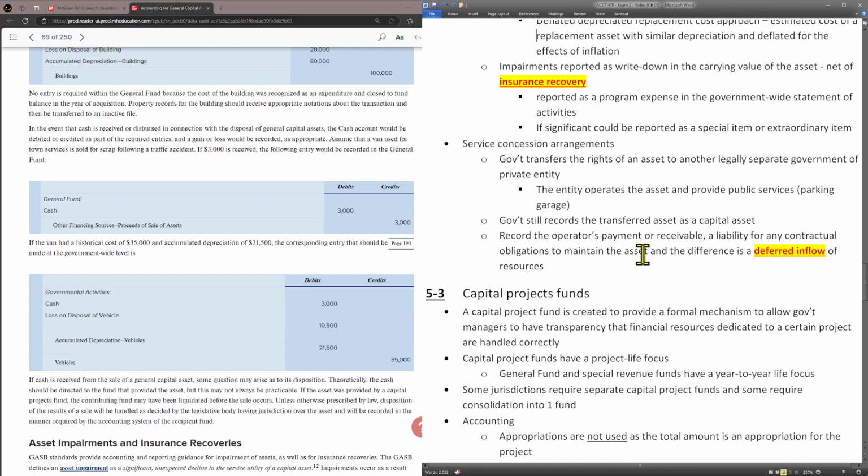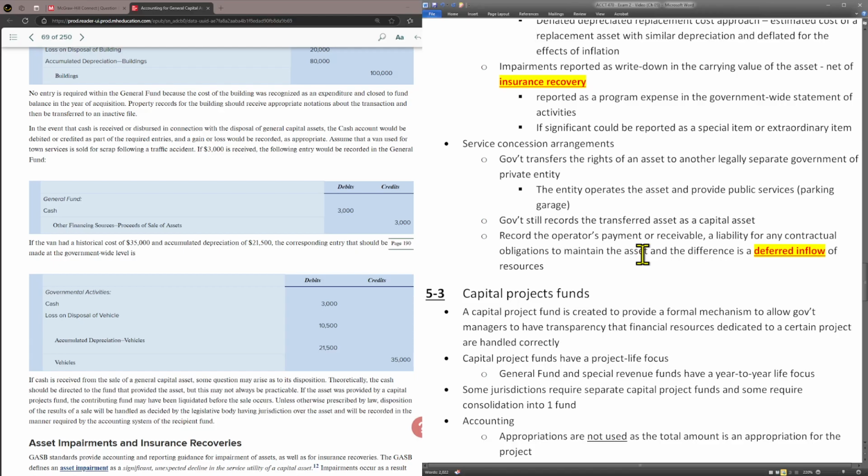Service concession arrangements. That's when a government has built an asset or has an asset, and then it basically farms it out to either another governmental entity or more likely a private contractor to run on their behalf. A good one is, a lot of times governments farm out the running of their parking garages. Let's say they've got 10 parking garages around town, but they're not in the parking garage business, and so they basically get a concession arrangement for someone else to run those parking garages for them. And what do they have? They still own the asset.